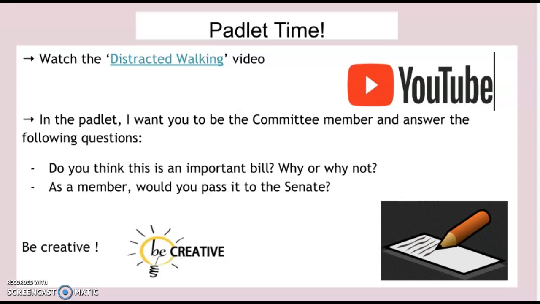When you get to the Padlet, there will be a plus sign. Click on it and start typing. Have fun, fourth graders. I will see you all in a little bit.